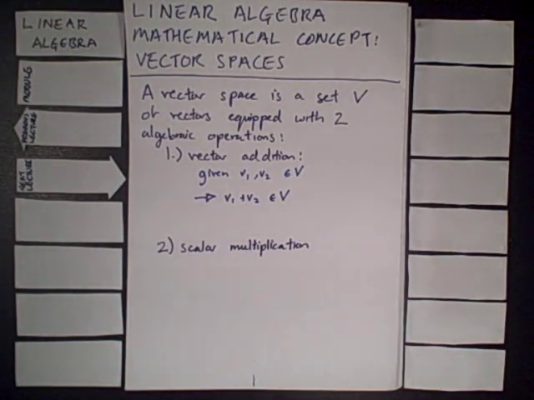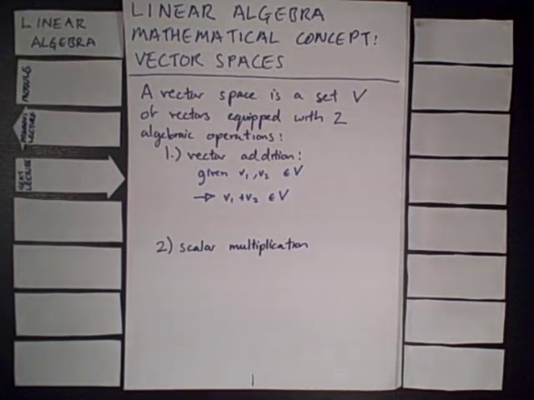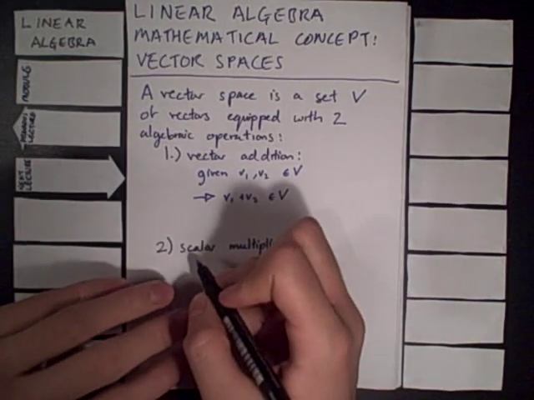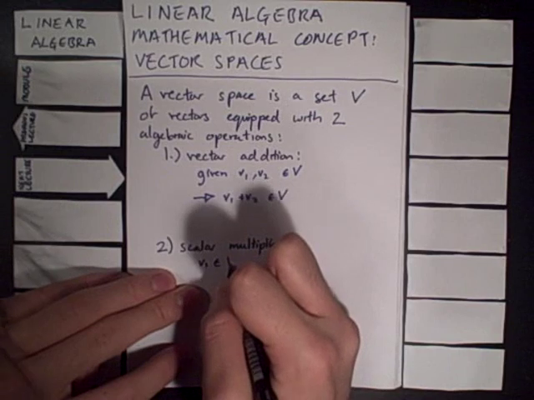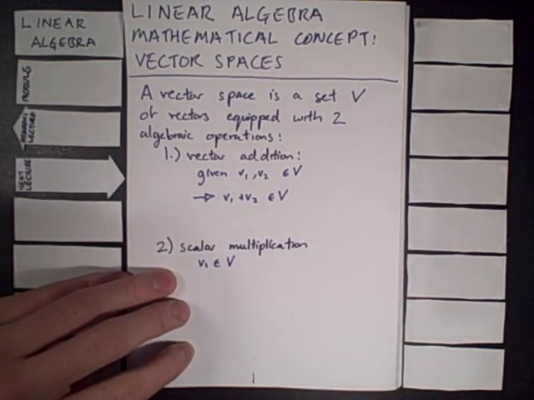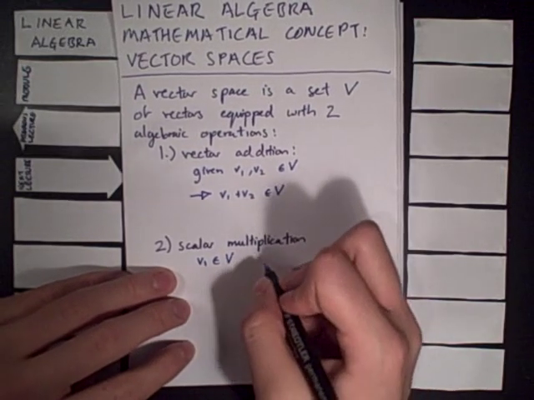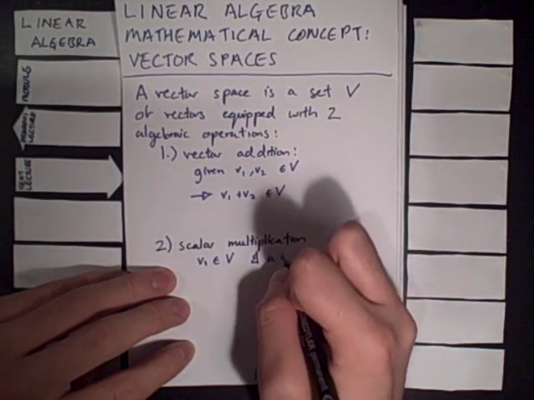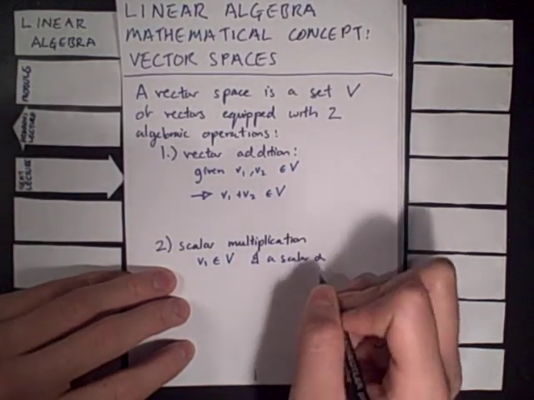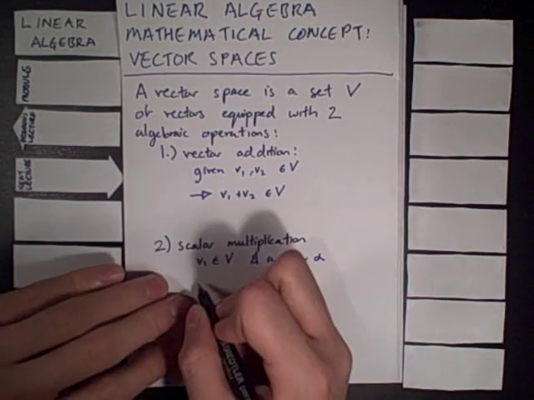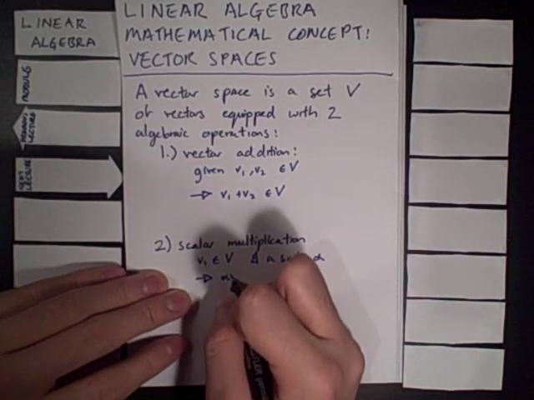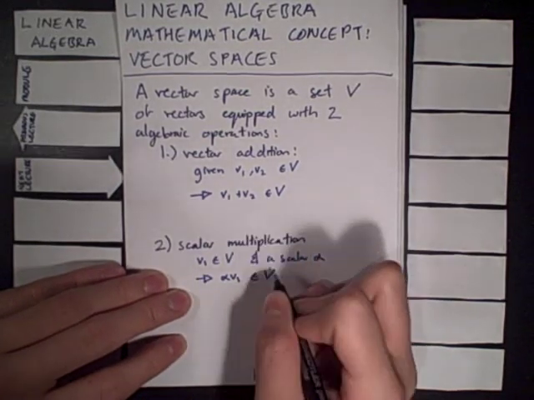The second algebraic operation, scalar multiplication, says that if we have a vector v1 in the set capital V, and a scalar alpha, then alpha v1 is also in V.